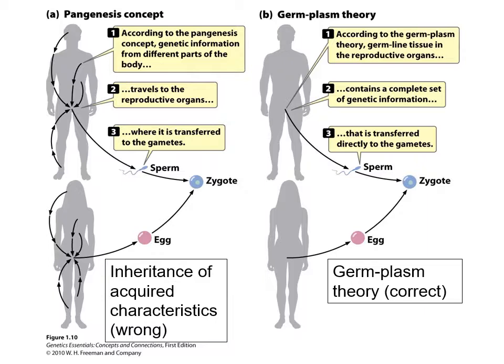And so pangenesis involves this sort of concept of liquids kind of coming together into the gametes and carrying the traits from all parts of the body into the gametes. And of course that's wrong.